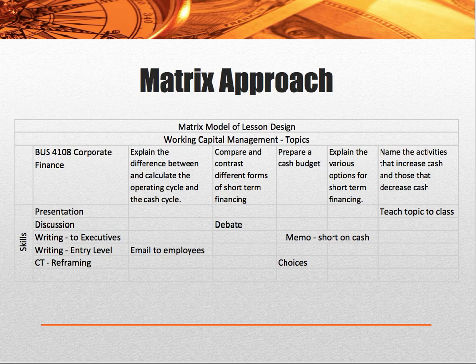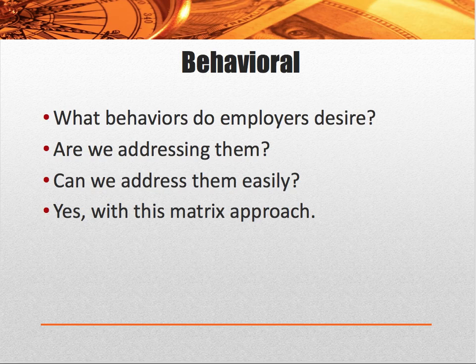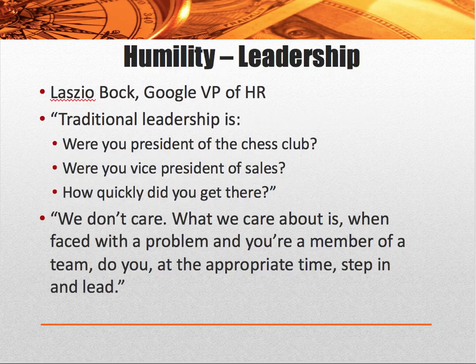You can also add additional things such as behavioral. What behaviors do employers desire? Are we addressing them? Can we easily address them? Yes, with this matrix approach. So take that first column and say, what do I want to have my students be able to do for their employers, or what they need for career success? It could be networking. It could be all kinds of different things. When you think about those advantages in that first column, that's up to you. You can do all kinds of different things with this.